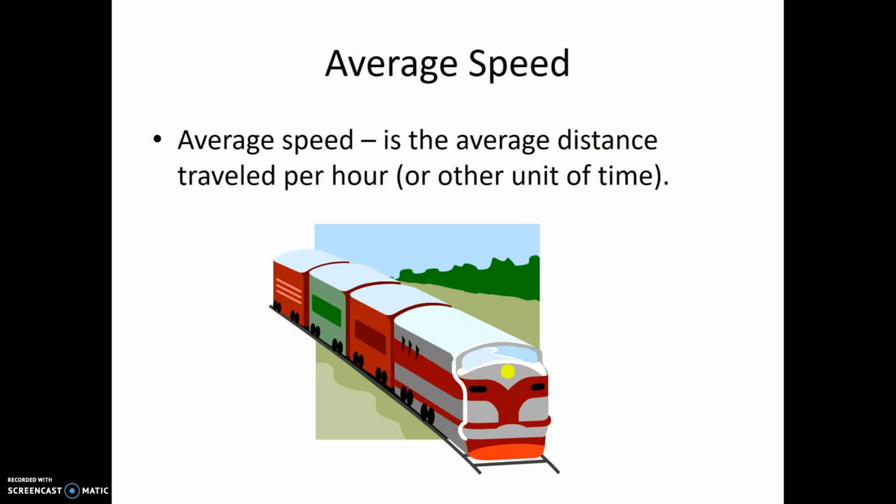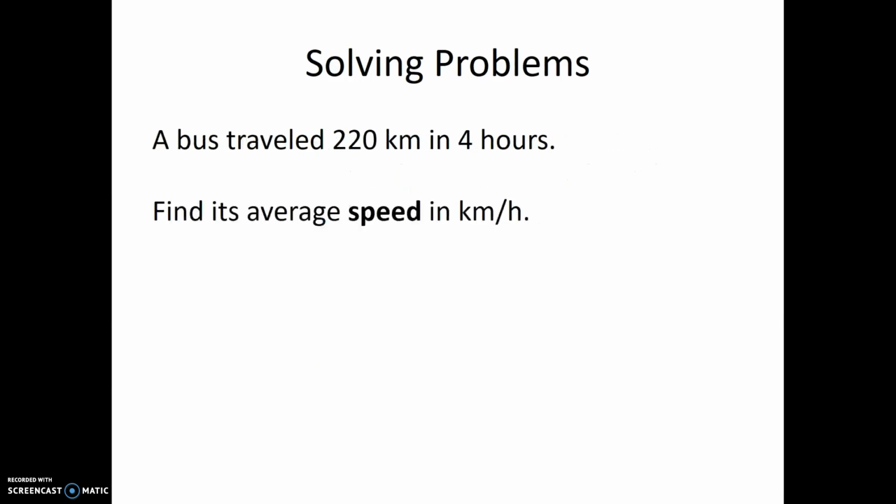So average speed is the average distance traveled per hour or other unit of time. You can find average speed in meters per minute, or somebody mentioned today in class, miles per second. That would have to be something very, very fast, but this is the average. The average speed is the average distance traveled per hour or other unit of time. Okay, so let's do some problems.